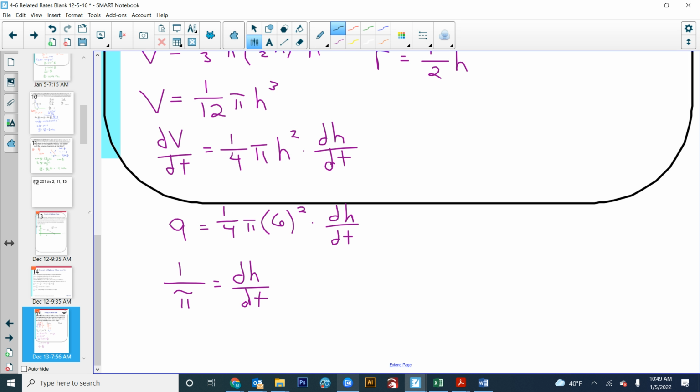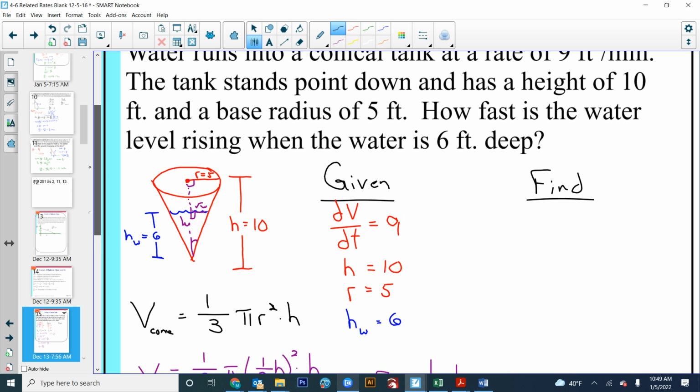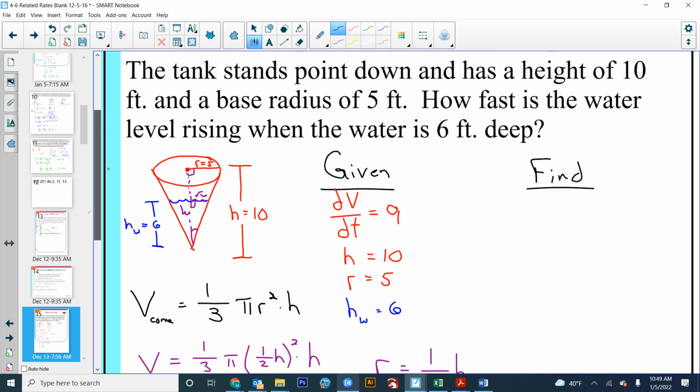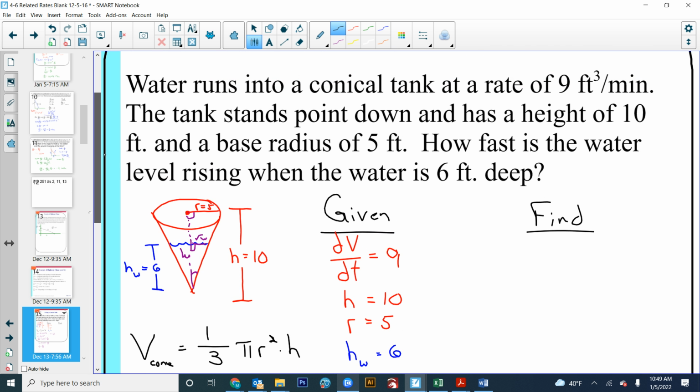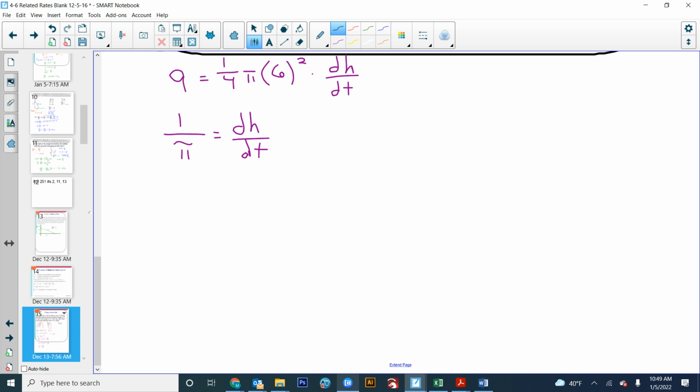One over pi. So close to a third. Close to a third of a, what's h measured in? Feet per, is it minutes? I think so. Yes. Thank you. 1 over pi feet per minute.